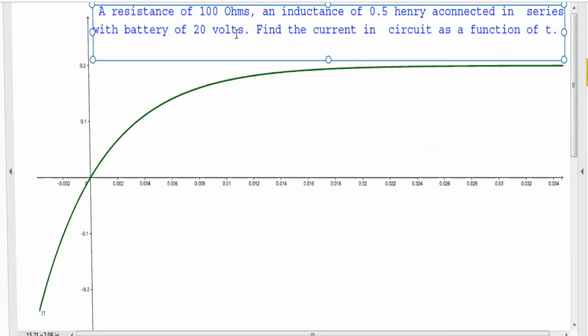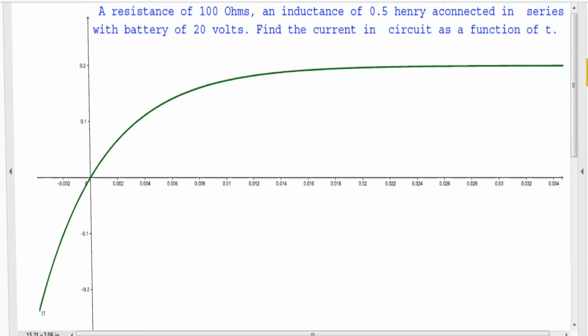Series with battery of 20 volts. Find the current in the circuit as a function of t. This is an application of ordinary differential equations. Here the resistance R, the inductance L, and the voltage source are given.